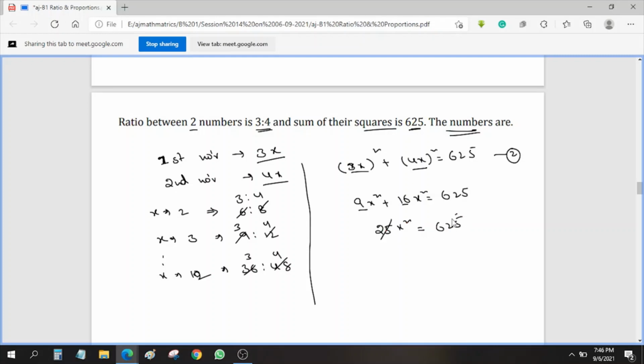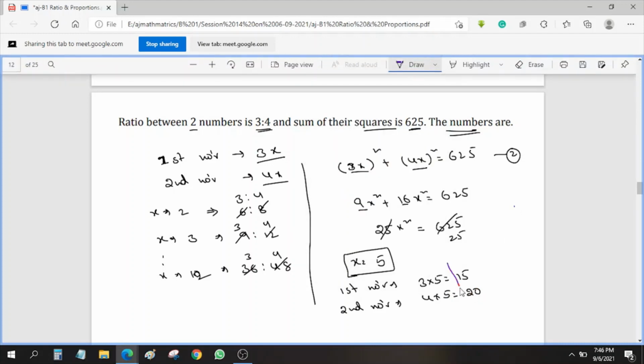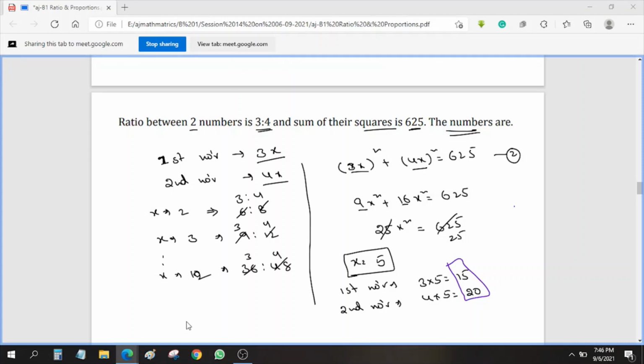So 25 ones are 25, 25s are 625. So x is equal to what? 5. After getting x equals 5, the two numbers are: the first number is 3 into 5, which is 15, and the second number is 4 into 5, which is 20. So the answer for the question is 15 and 20. Hope I am clear with this.